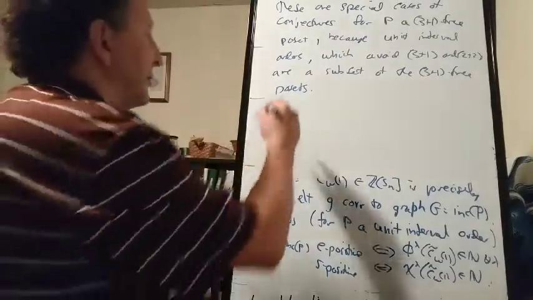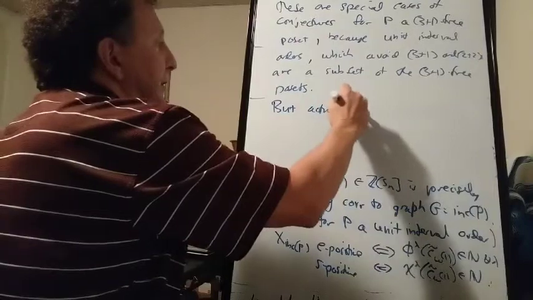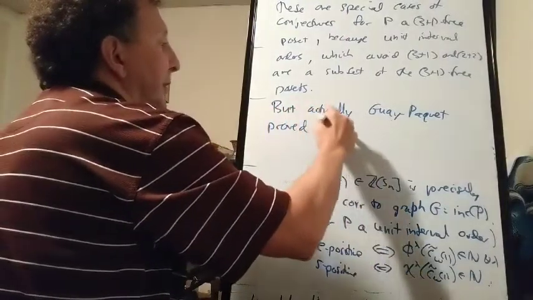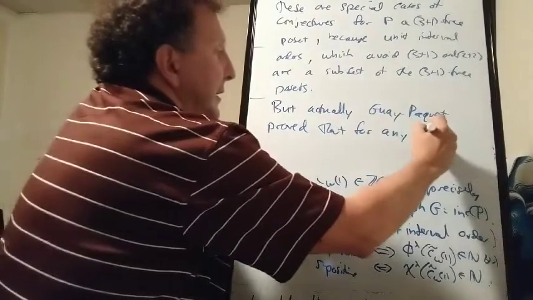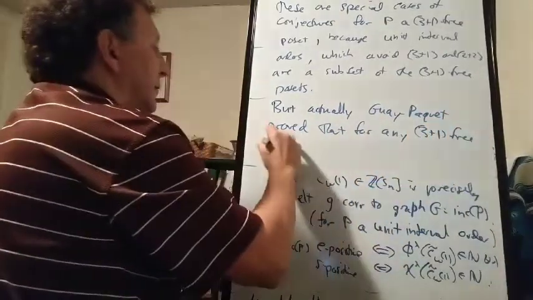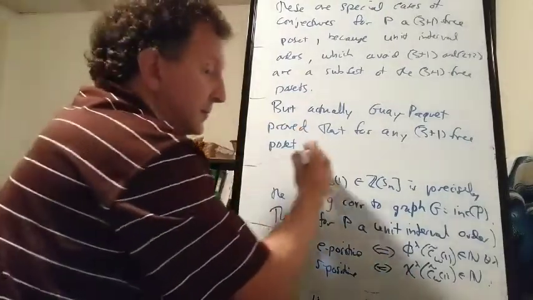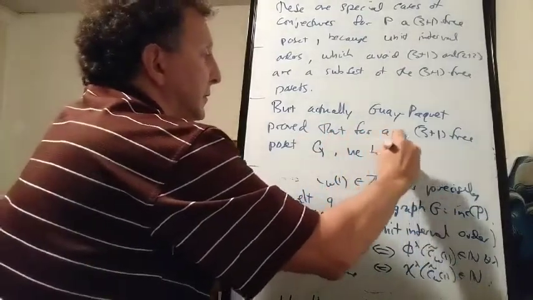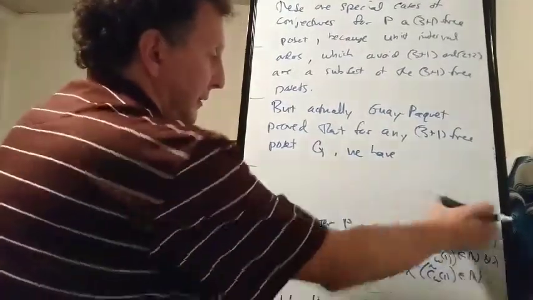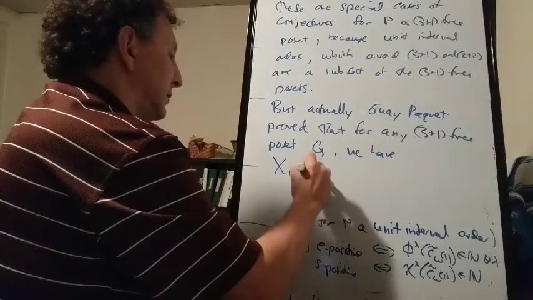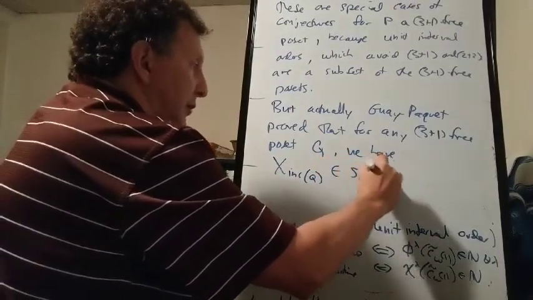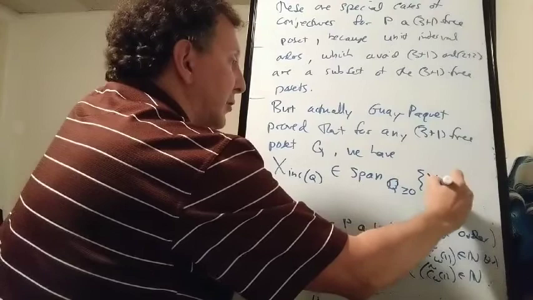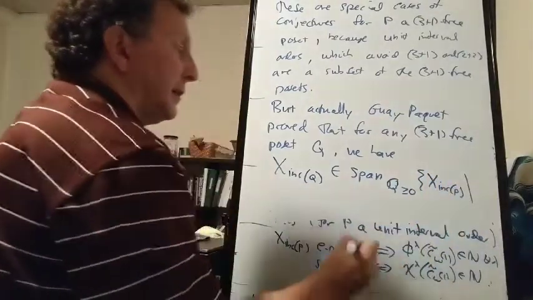At least that was the way it looked at first. But actually, Gasharov, or rather Guay-Paquet, proved that for any 3+1 free poset, let's say Q, the chromatic symmetric function indexed by Q belongs to the positive rational span of chromatic symmetric functions indexed by unit interval orders.